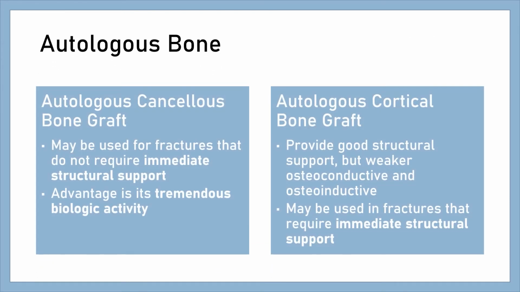Autologous bone. Autologous cancellous bone graft may be used for fractures that do not require immediate structural support. Its advantage is its tremendous biologic activity. Autologous cortical bone graft provides good structural support but weaker osteoconductive and osteoinductive properties. It may be used in fractures that require immediate structural support.